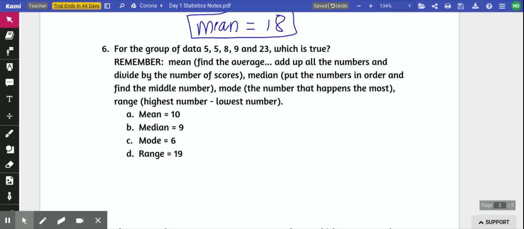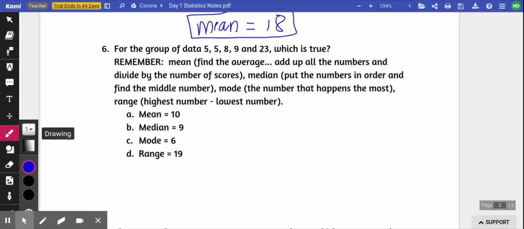So it says, for the group of data 5, 8, 9, and 23, which is true. Now, all you're doing is finding, again, the mean, median, mode, and range, but if we look at our answer choices, we have to make sure that we're picking the correct one, which one is actually true. So we would have to find the mean, the median, the mode, and range. We would have to find all 4 for this set of data. So we'll just go in order. We'll find the mean first.